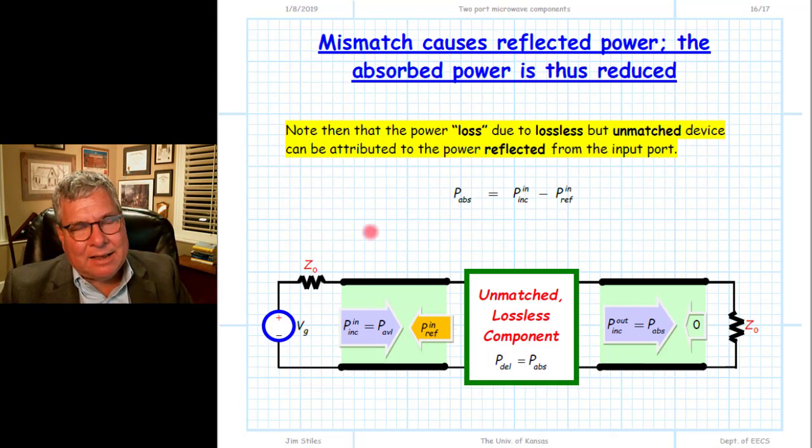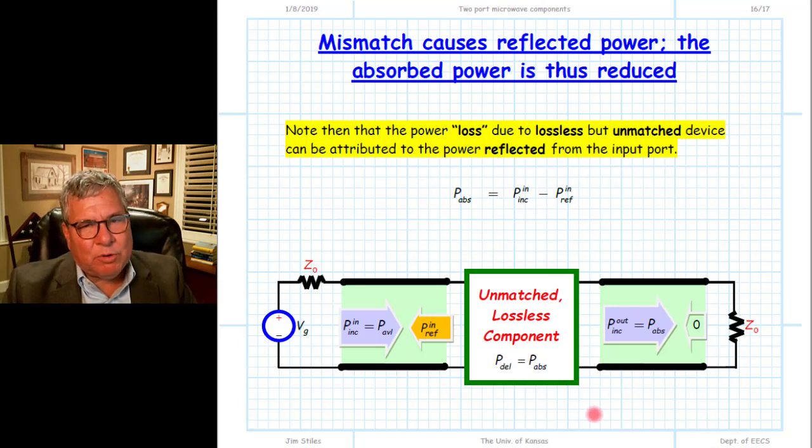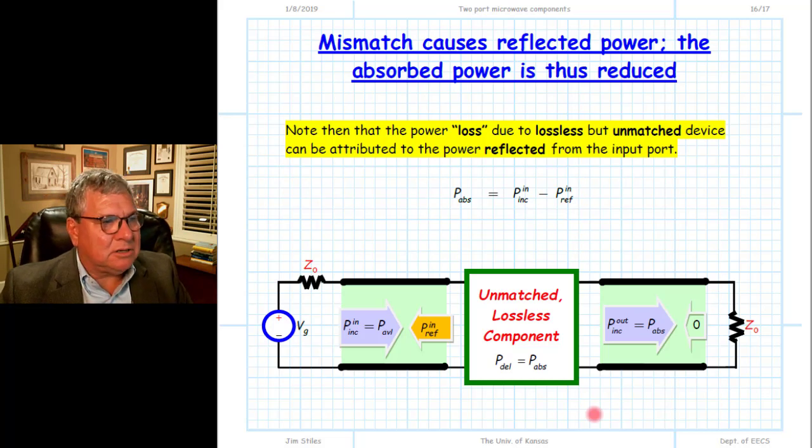If we had a two-port device that was both matched and lossless, and we connect a matched source and load to it, then we know that the power available from the source is the power absorbed by the load. The power delivered from the source is the power absorbed by the load. If this device were both matched and lossless, the gain would be equal to 1. But let's say we have a situation where this two-port device is lossless, but it is not perfectly matched.